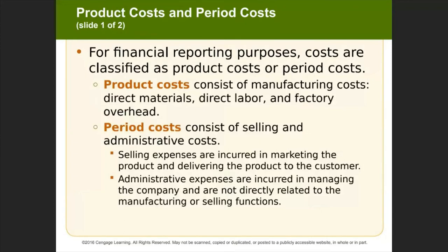For financial reporting purposes, costs are classified as product cost or period cost. Product costs consist of manufacturing costs. You have direct materials, direct labor, and factory overhead. Period costs consist of selling and administrative costs. Among period costs, you have selling expenses that are incurred in the marketing of the product and delivering the product to the customer. You also could have administrative expenses that are incurred in managing the company that are not directly related to the manufacturing or selling functions.